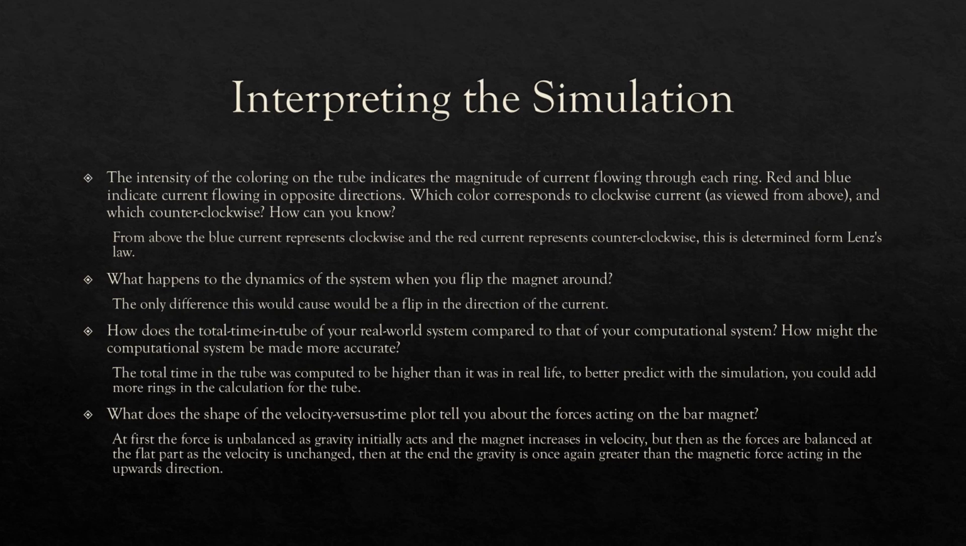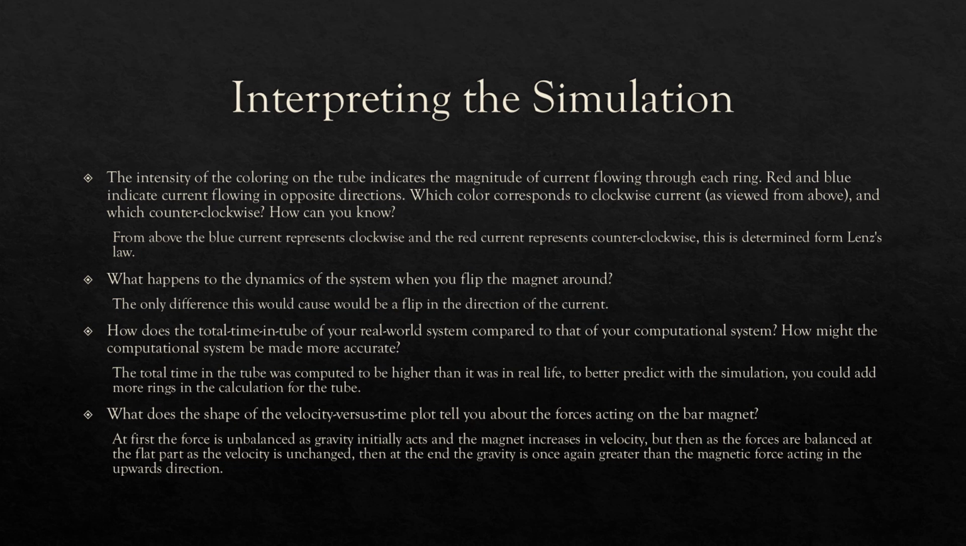The tube indicates the magnitude of the current flowing through each ring. Red and blue indicate current flowing in opposite directions. Which color corresponds to clockwise current as viewed from above, and which counterclockwise? How can you know? From above, the blue current represents clockwise, and the red current represents counterclockwise. This is determined from Lenz's law.